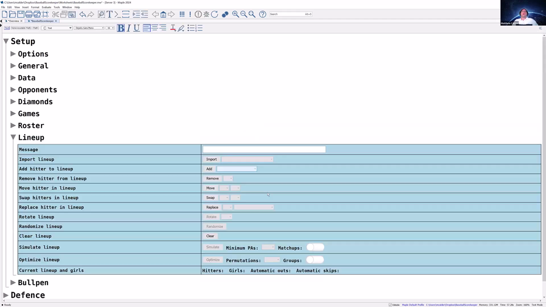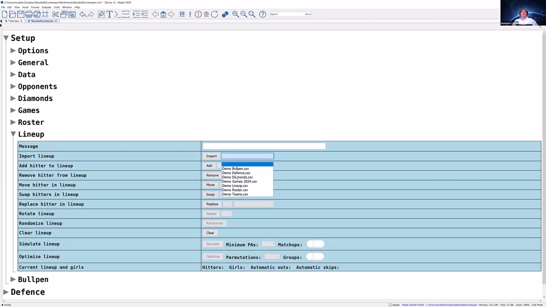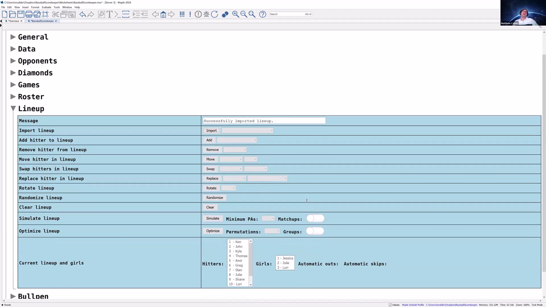The lineup, I'm going to load a lineup on the CSV file, demo lineup. As you can see, you can manipulate it in the application if you want. You can simulate it to see the number of runs scored. You can optimize it. You can also do it by matchup, so hitters hitting against their preferred pitchers, and you can also group the pitchers so that you're not making a pitching change after every at bat.